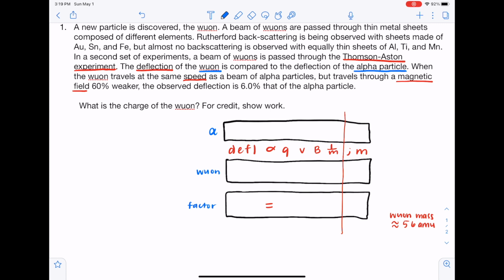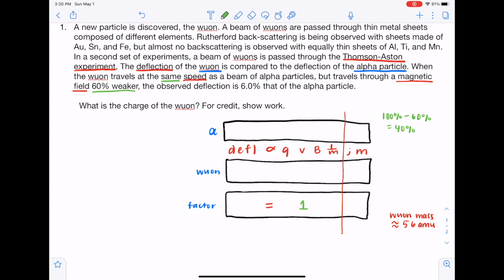So now it's time to start filling in information that they give you. So we see that it says that the Wuhan travels at the same speed as the alpha particles. So that means the factor for speed will be 1. Next, we see that it says the magnetic field is 60% weaker for the Wuhan. So you might be tempted to say that it should be 60% as the factor. But 60% weaker means that if you take the alpha particle magnetic field strength, it's going to be 60% less than that. So you're going to want to take 100%, which is what the alpha particle magnetic field is, and subtract 60% from that. So it's actually going to be 40%.